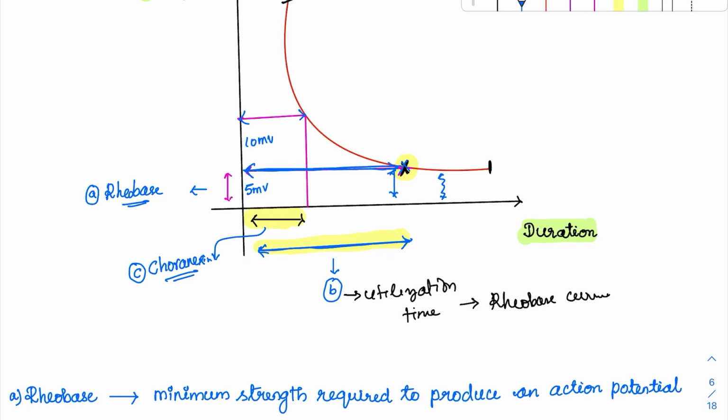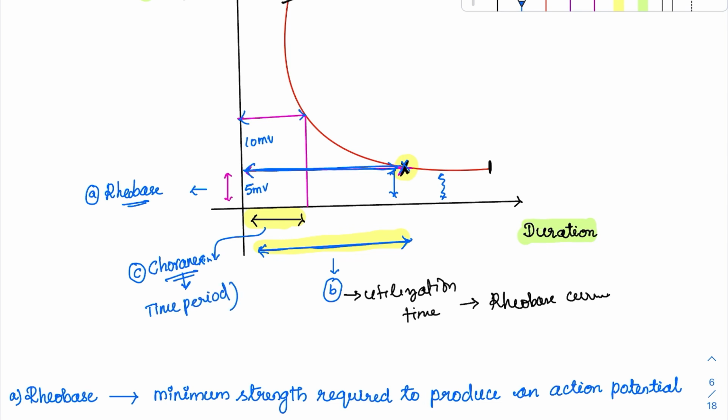Most of the time people get confused whether Chronaxie is the duration or the strength of voltage. Chronaxie is not the strength of voltage. Chronaxie is the duration when the strength of voltage is twice the Rheobase. If I increase the Rheobase to twice and see in how much time period it is giving an action potential, that is called Chronaxie. Chronaxie is the time period.